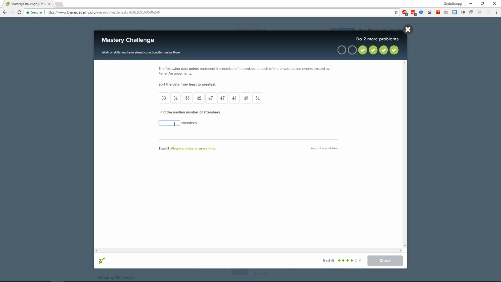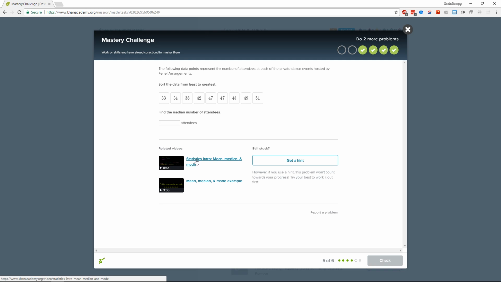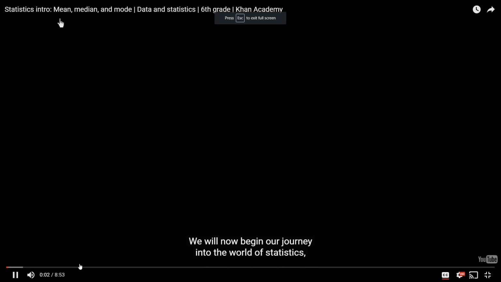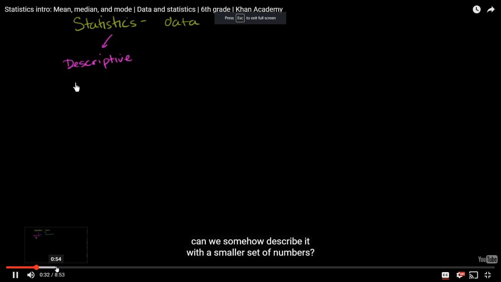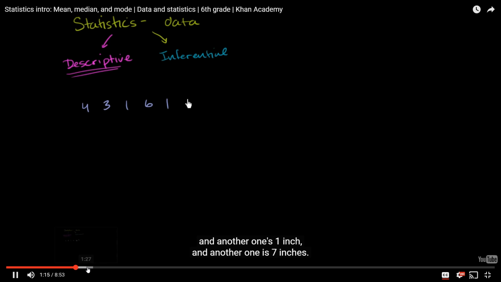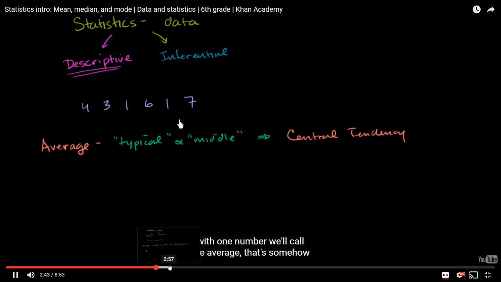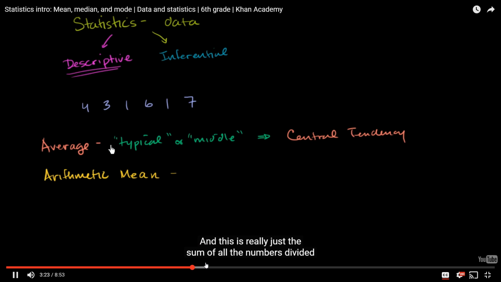Watch me get them wrong. Find the median number. What does a median mean? We will now begin our journey with a smaller set of numbers, the data being different heights of plants. Just get to where he talks about the average, which is all the numbers added up and divided by how many there are.